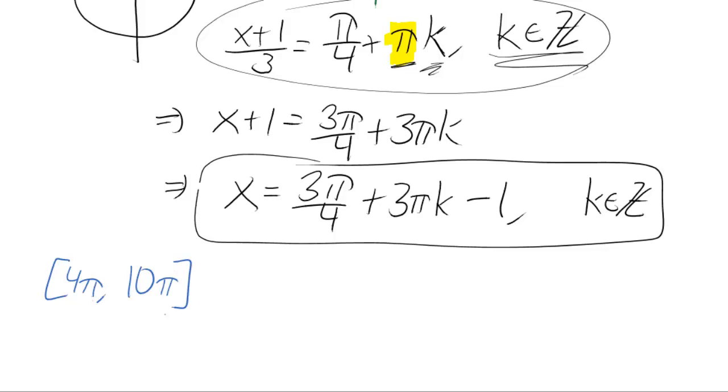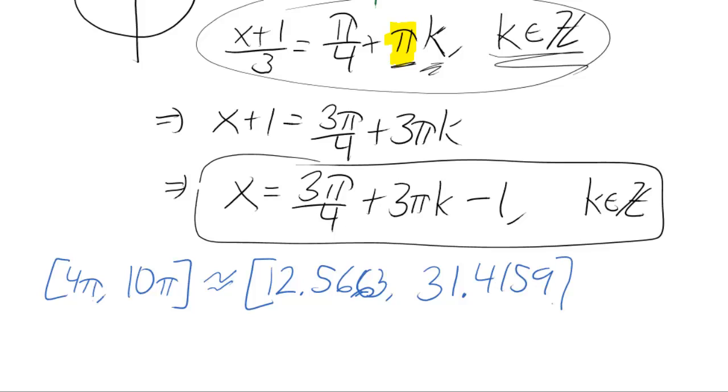Now, for convenience as we do this, let me write down what 4 pi and 10 pi are approximately equal to. So 4 pi is approximately equal to 12.5663, and 10 pi is approximately 31.4159. So we're really seeking to find all solutions that live between these two numbers.